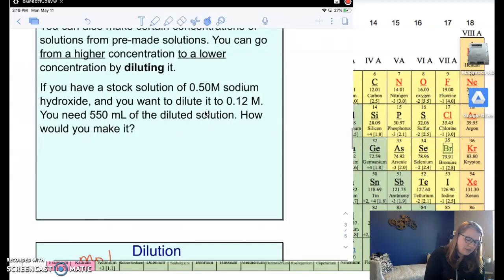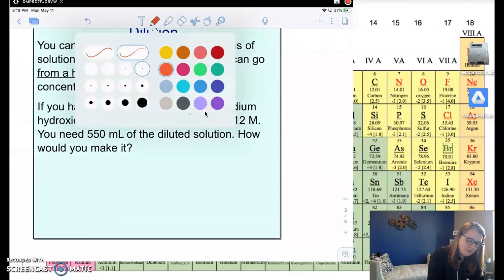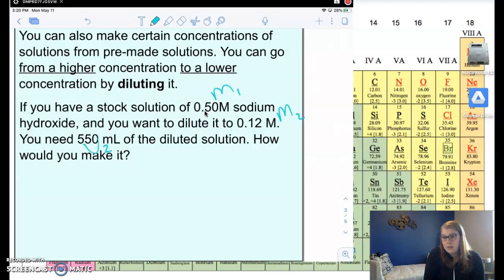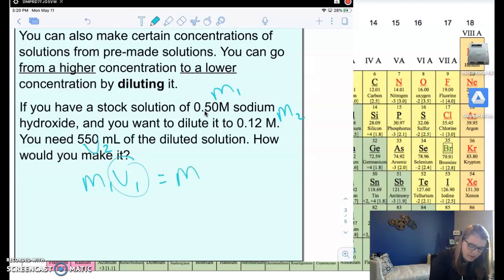So coming back up to this initial problem here, this 0.5 molar, that's my M1. That's the molarity of the solution that currently exists. 0.12 is M2, the molarity of the solution I'm trying to get. And I'm trying to get 550 milliliters of that solution, so that's automatically V2. So what you're solving for here is V1. You're essentially trying to figure out how much of that higher concentrated solution you are going to dilute.